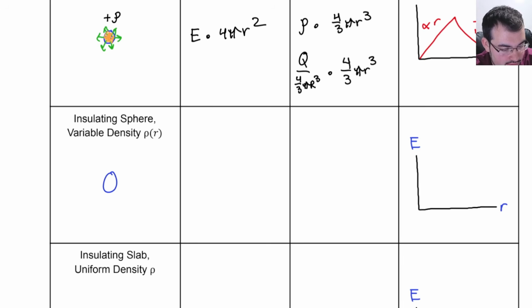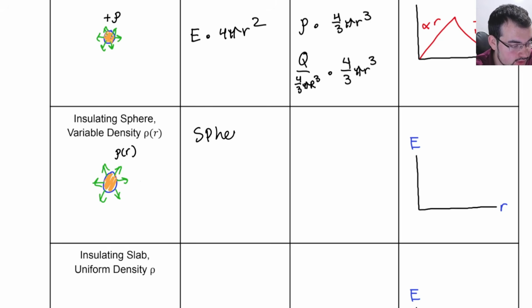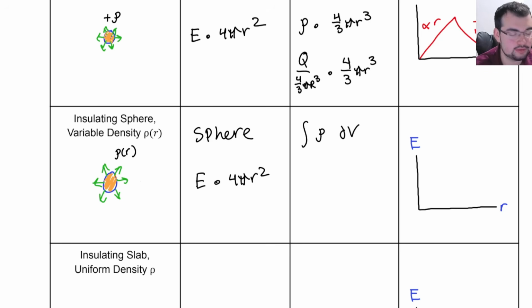I guess I'll just do this. We want to find the enclosed charge in here. So this is not a uniform density, it's a density rho of r. So it's still a sphere. We're still using a sphere, right? The flux is still going to be E times sphere area. But here, the Q enclosed is actually the integral of rho dV.